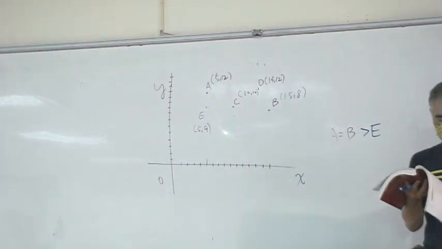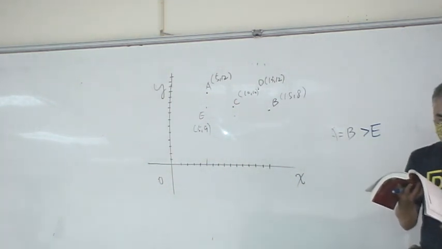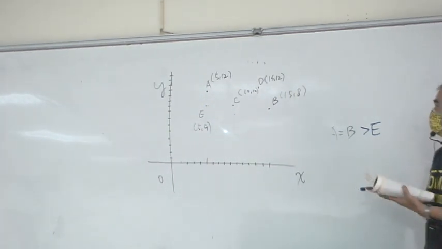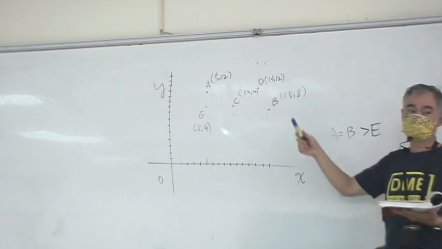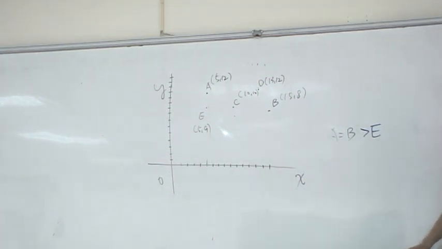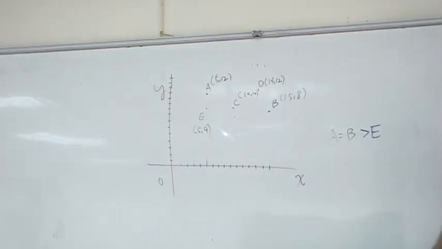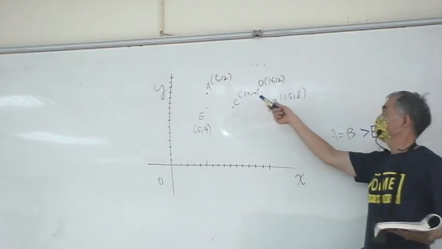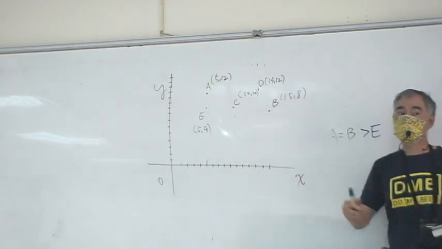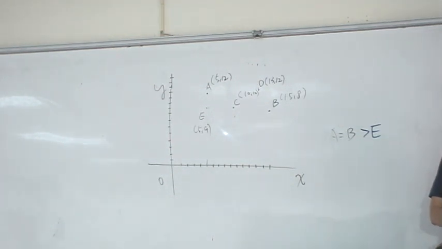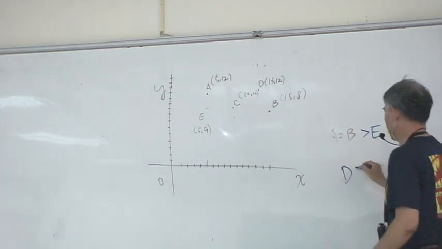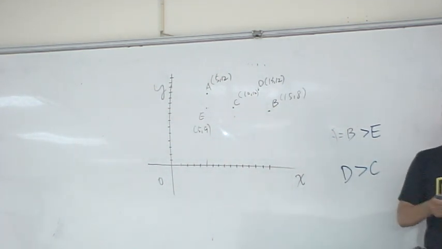Okay, so when comparing the following bundles, which one does she prefer? C and D. So C and D here. C and D, which one is preferred? C is 10, 10, right? D is 13, 12. Which one is better? D, okay? So here, D is better than C, okay?